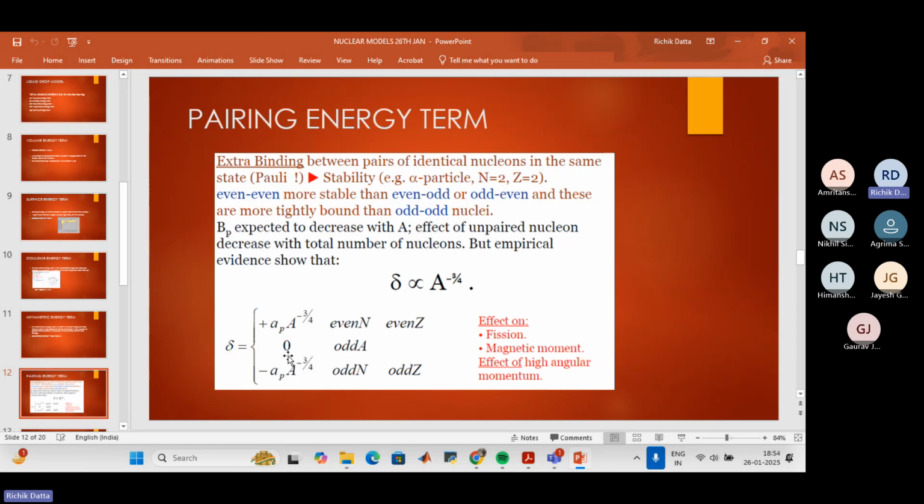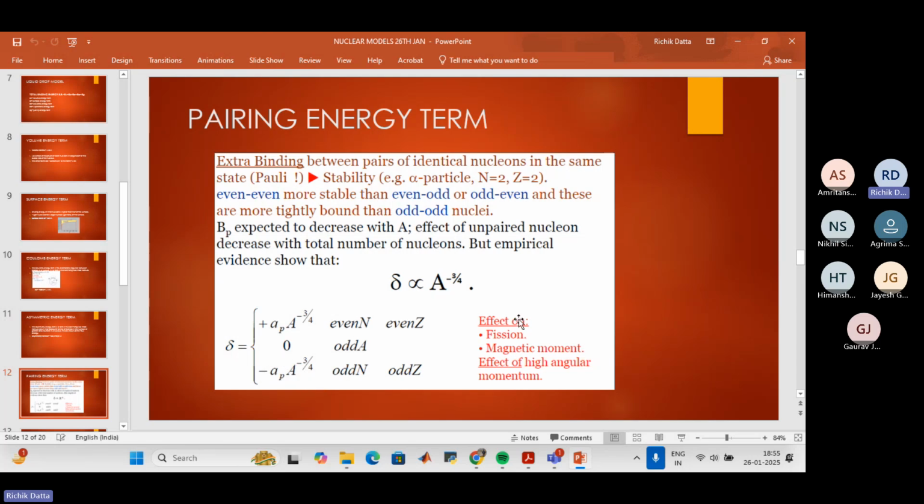So the pairing energy term will be non-zero only if both the number of protons and the number of neutrons are even or both are odd. If any one of them is odd and the other even, the pairing energy term will be 0. And if the numbers of protons and neutrons are both odd, it is minus Ap A to the power minus 3/4. This is the negative pairing energy term.